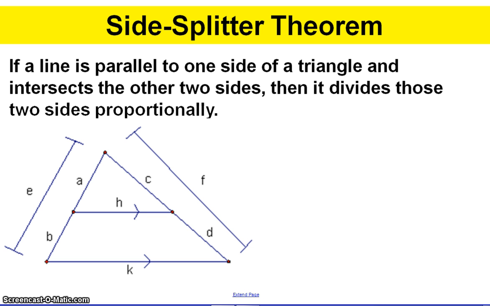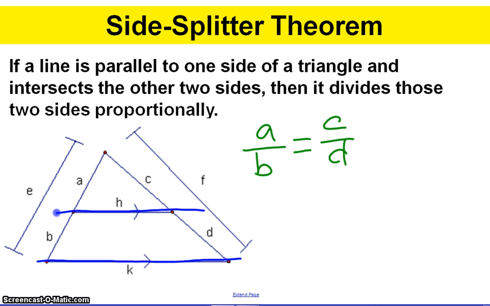So we have the parallel lines right here cutting through the triangle. So then it cuts each side of the triangle into an equal ratio. So we could have A over B from the left side equals C over D from the right side. You can also do it as the top parts in proportion with the whole side.